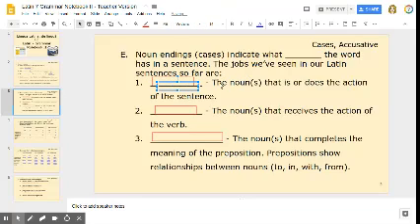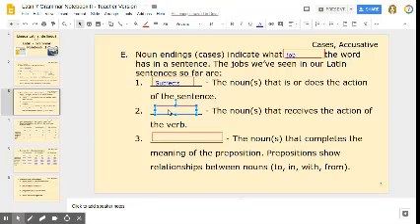Noun endings or cases indicate what job the word has in a sentence. The jobs we've seen in our Latin sentences so far are subjects, the noun or nouns that do the action of the sentence. The boy walks. The boy is the subject of the sentence.